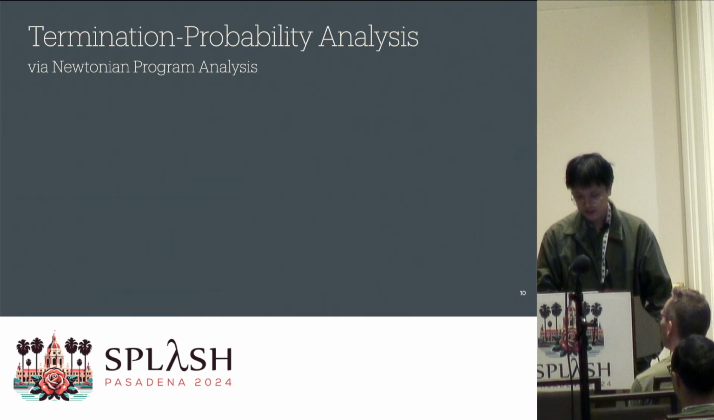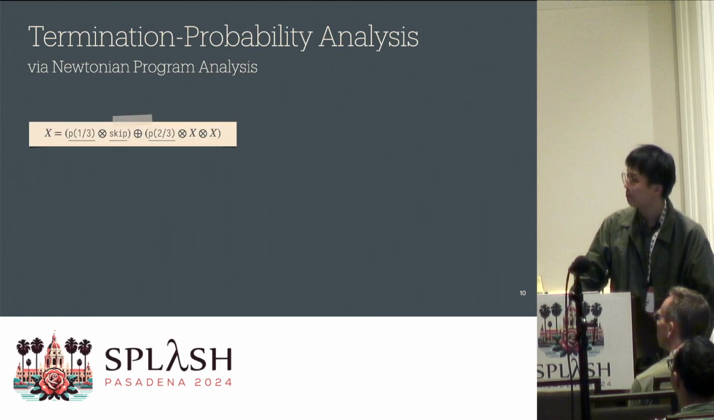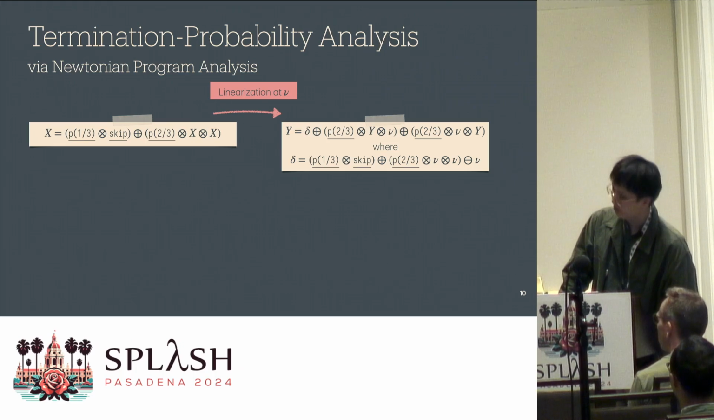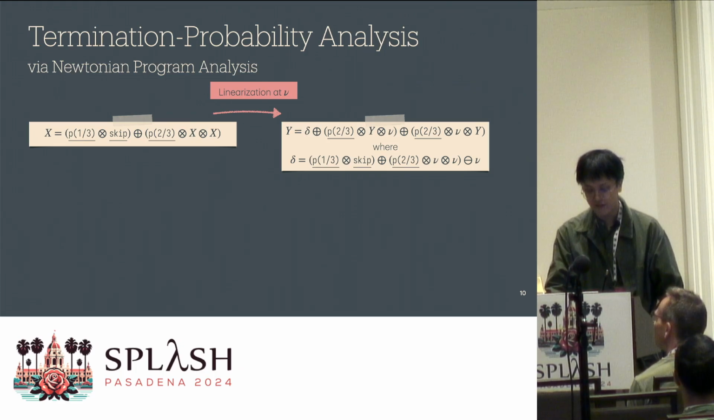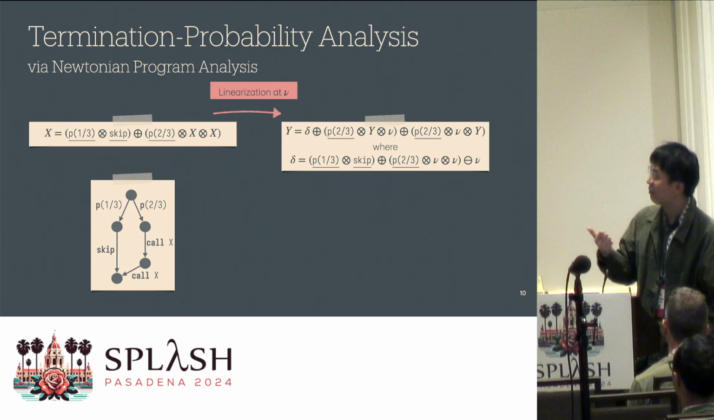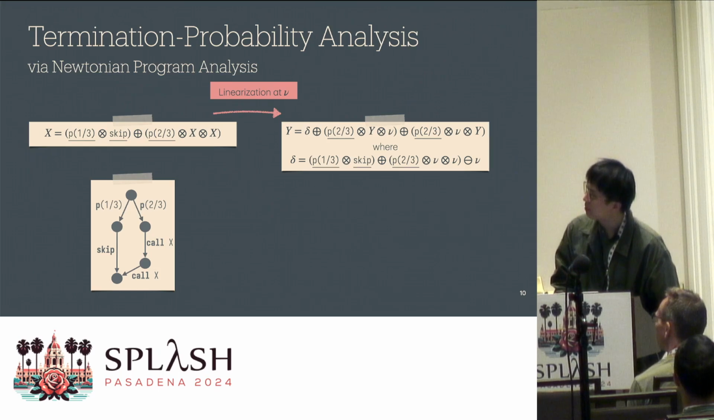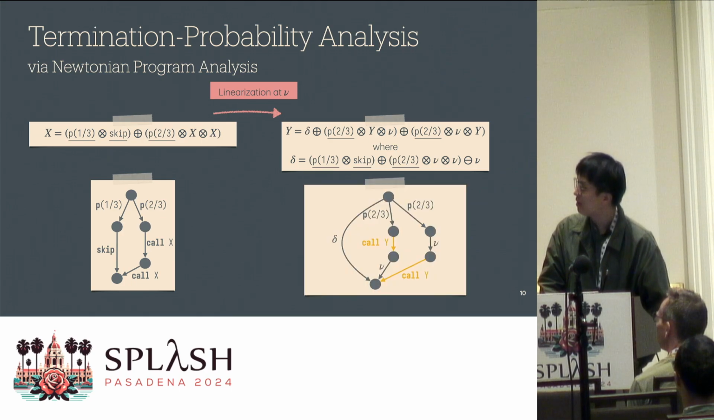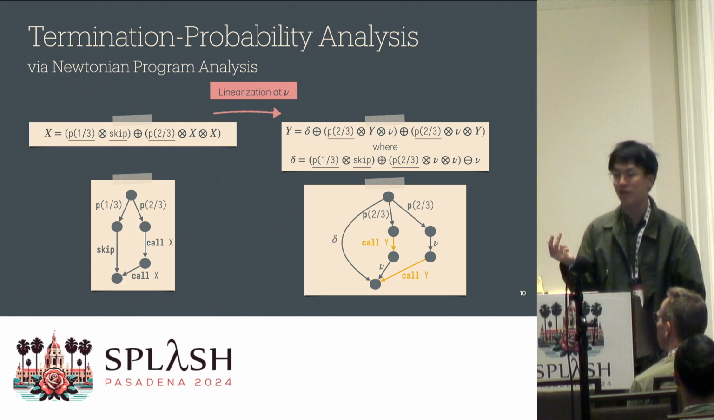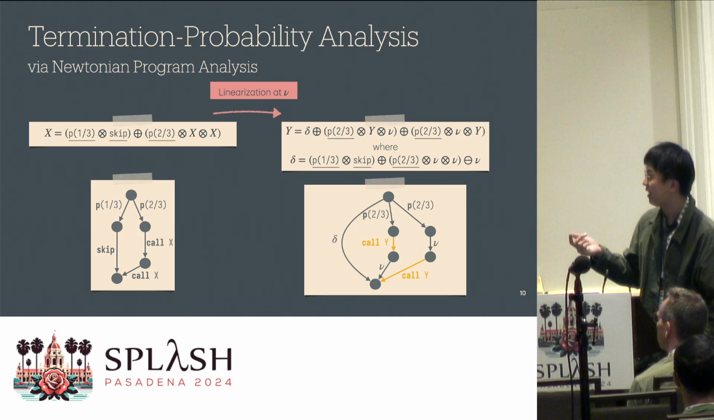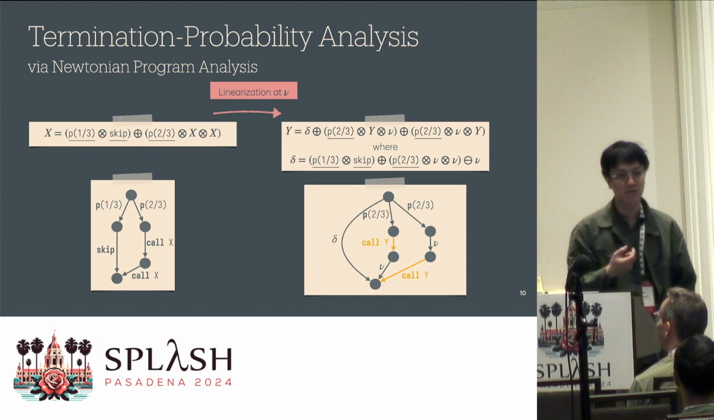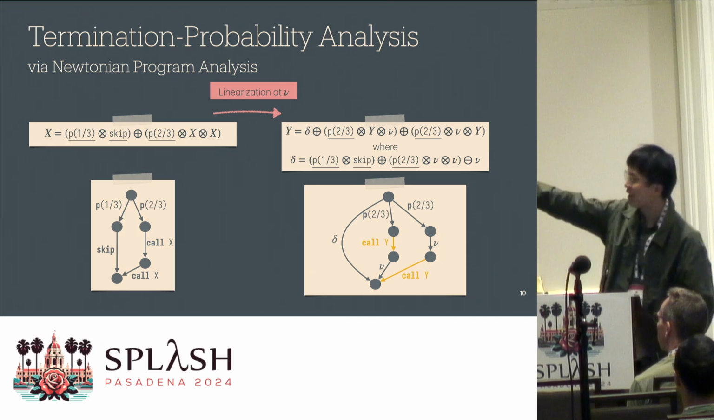So if we go back to the termination probability analysis, what does that mean? Which means that we start from the original equation, we do the linearization, then we obtain a linearized equation. We can demonstrate that visually. Here's a control flow graph for the original equation for the recursive procedure x. We can also do this visualization for the linearized equation. As you can see, we have one more path from the function entry to function exit, but for every entry to exit path, there is at most one procedure call, which I mark in yellow.